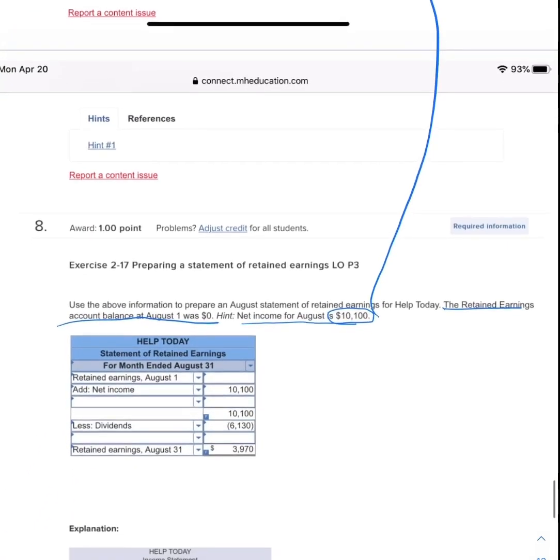Now, the next thing you'll do is add in your net income. That will give you the starting point. Then you will back out any dividends that were paid, which was just over $6,000, which gives you your ending retained earnings balance.